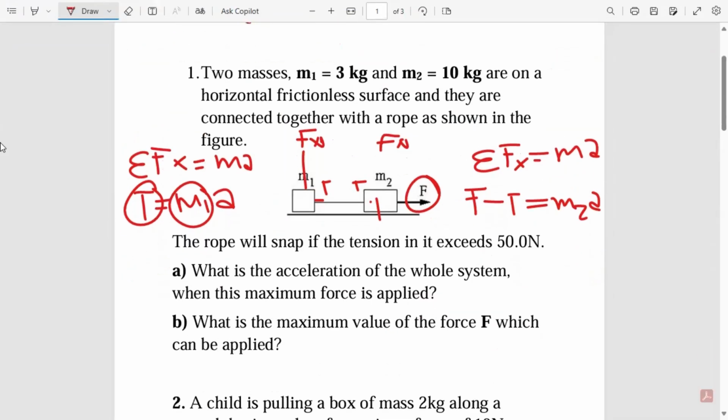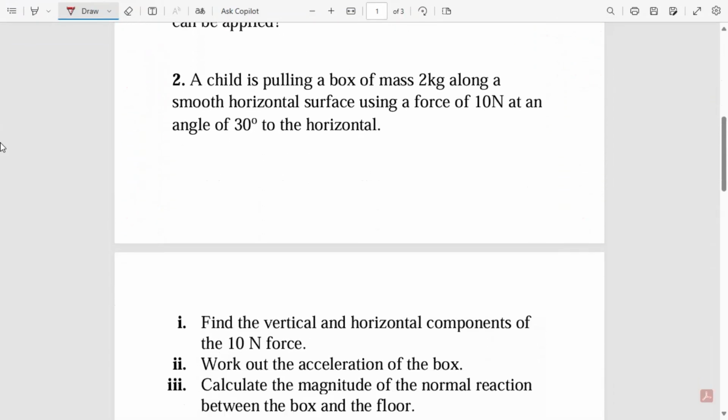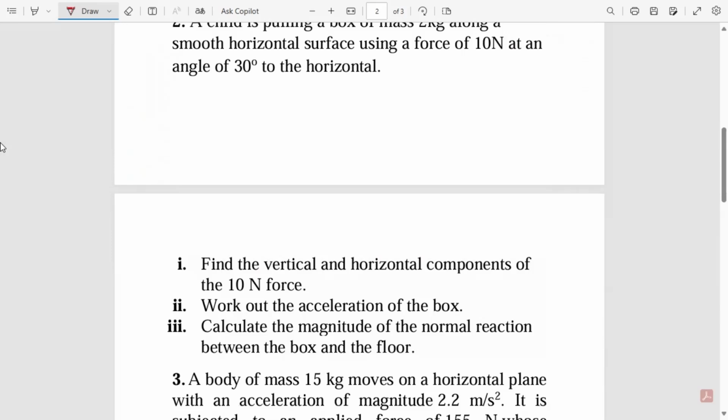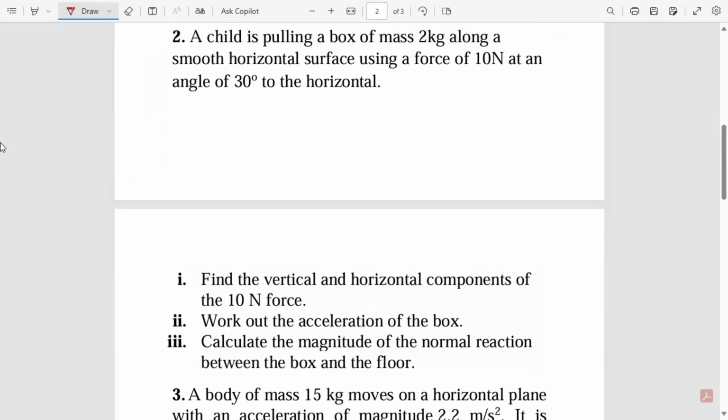We can move on to the next question, which is question two. Question two is saying a child is pulling a box of mass 2 kilograms along a smooth horizontal surface using a force of 10 newtons at an angle of 30 degrees to the horizontal. Question one, find the vertical and horizontal components of the 10 newton force. Question two, work out the acceleration of the box. And question three, calculate the magnitude of the normal reaction between the box and the floor. Okay, so this is also another very, very simple question.